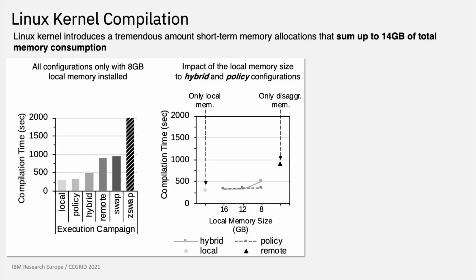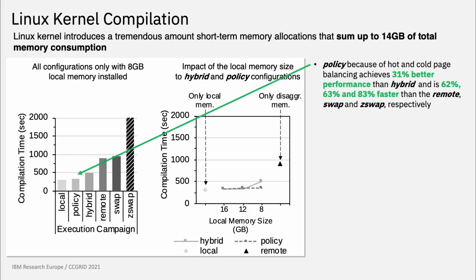The left chart depicts the performance of the Linux kernel compilation for all the configurations, while the right chart shows the performance only for hybrid and policy configurations under different sizes of installed local memory. To this end, when the application memory footprint exceeds the available size of the local memory, it utilizes disaggregated memory.